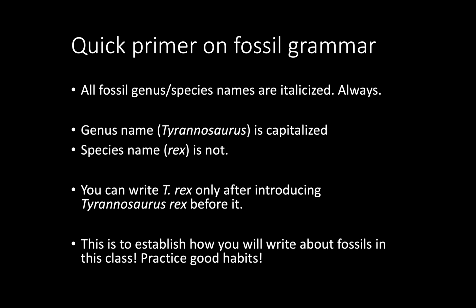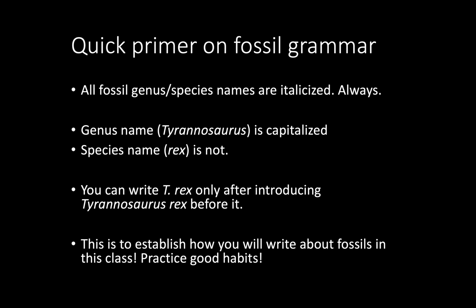Genus name is always capitalized. The species name is not. So Tyrannosaurus rex, the T is capitalized, the r is not. You can abbreviate by writing T. rex, which you see a lot, obviously, but technically you can only do that if you write Tyrannosaurus at some point before it. You know how you need to introduce the acronym before you use it in proper writing? It's the same type of thing.